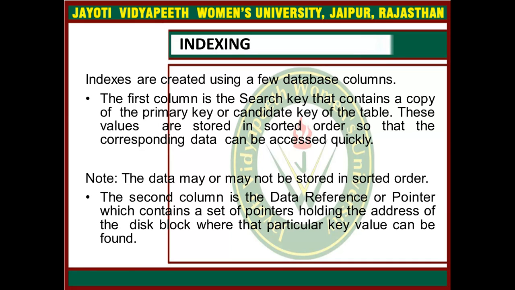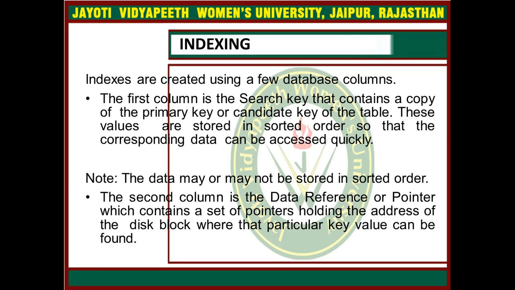Now, this index is created using a few database columns. The first column is the search key that contains a copy of the primary key or candidate key of the table. These values are stored in sorted order so that the corresponding data can be accessed quickly. Note that the data may or may not be stored in sorted order.